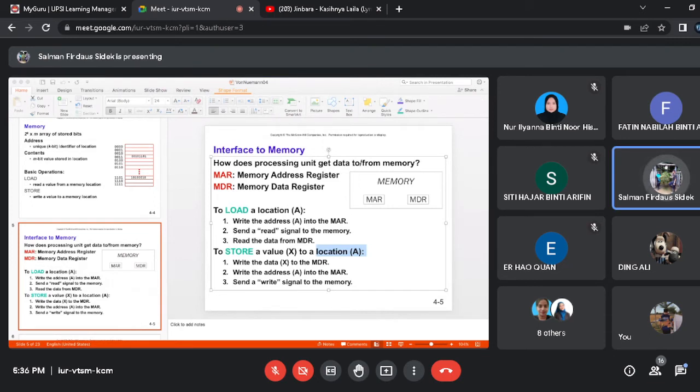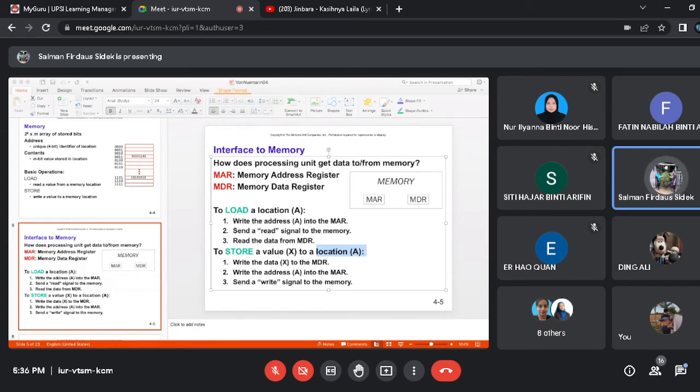MDR dengan MAR ni dia macam buku register. Awak tahu tak buku register? Tahu sir. Macam awak nak pergi program kan kena daftar nama kan. Sebelum nak masuk program kena daftar nama. Jadi sebelum masukkan data atau sebelum simpan information dalam memory, kena daftar dulu alamat dan data tu. Bila dah daftar, barulah boleh disimpan dalam memory.